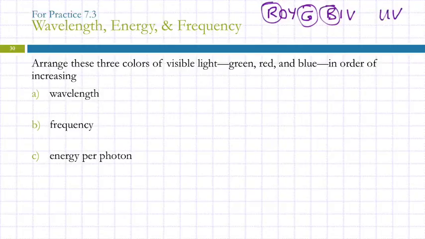Which is going to give you a sunburn? Visible light or ultraviolet light? Ultraviolet light. Why? Because it has more energy. So this is the high energy side, and the other end is the low energy side.